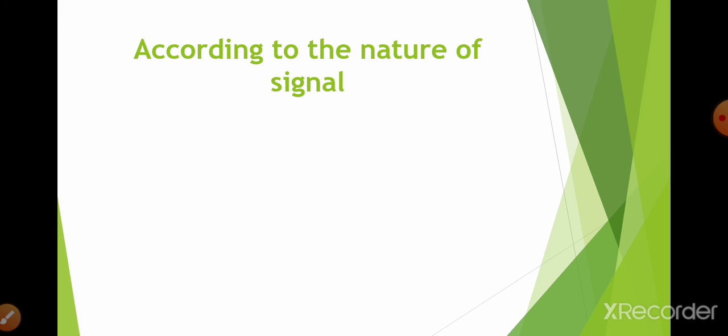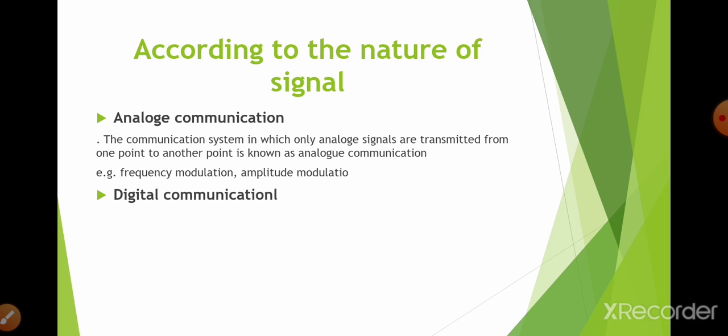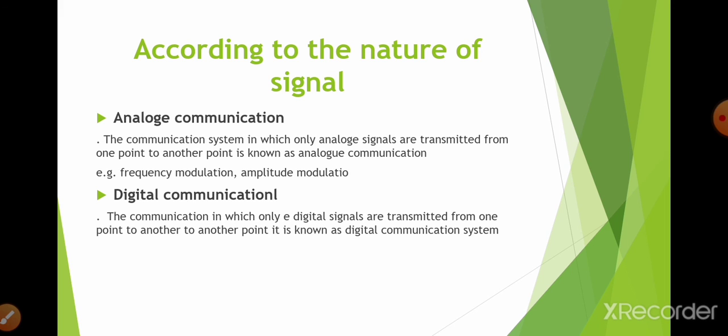Next one is according to the nature of signal. You know that there are two types of electronic signal, analog and digital. So there are two types of communication system according to the nature of signal. First one is analog communication. The communication system in which only analog signals are transmitted from one point to another is known as analog communication system. For example, frequency modulation, amplitude modulation. Digital communication system: a communication system in which data is transmitted in digital form only is known as digital communication system.